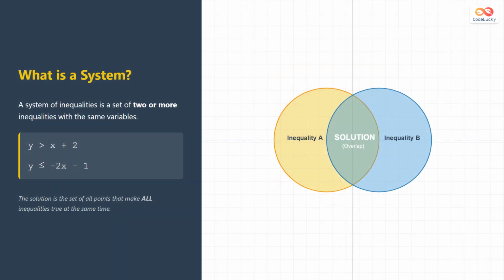A system of inequalities is simply a set of two or more inequalities involving the same variables. When we talk about solving a system, we are looking for the set of all points that satisfy every single inequality in the group at the same time. Visually, this corresponds to the area where the shaded regions of each individual inequality overlap.